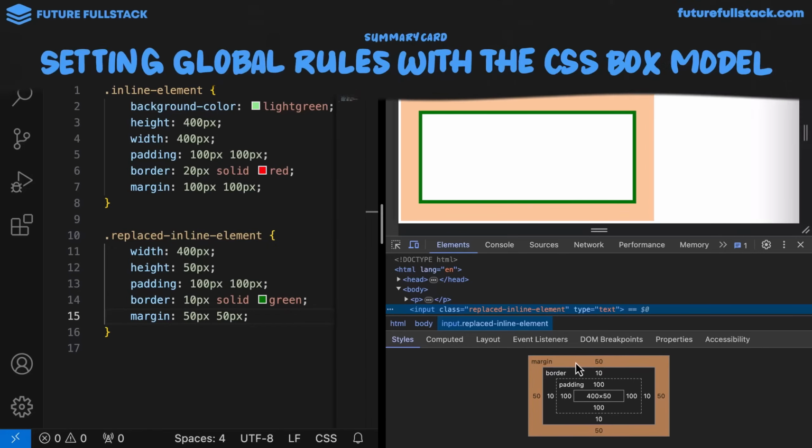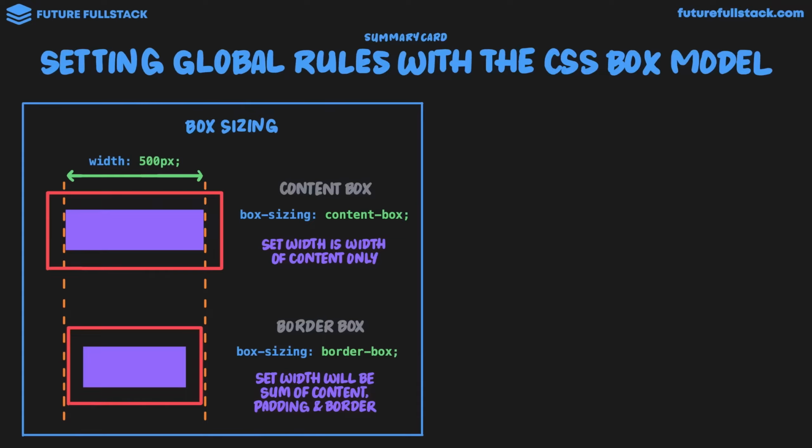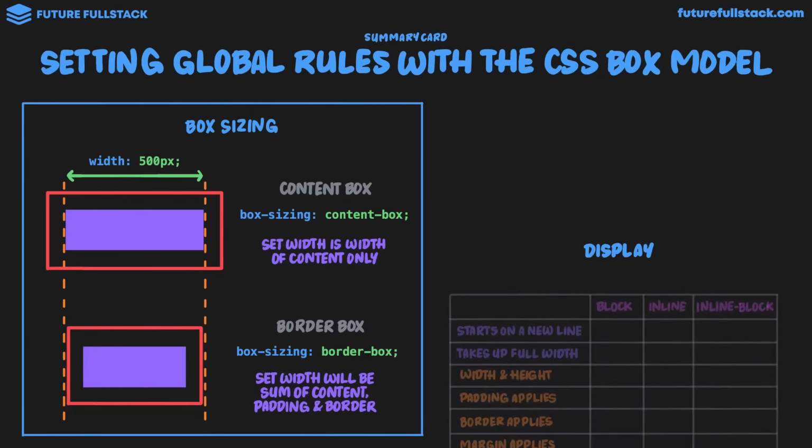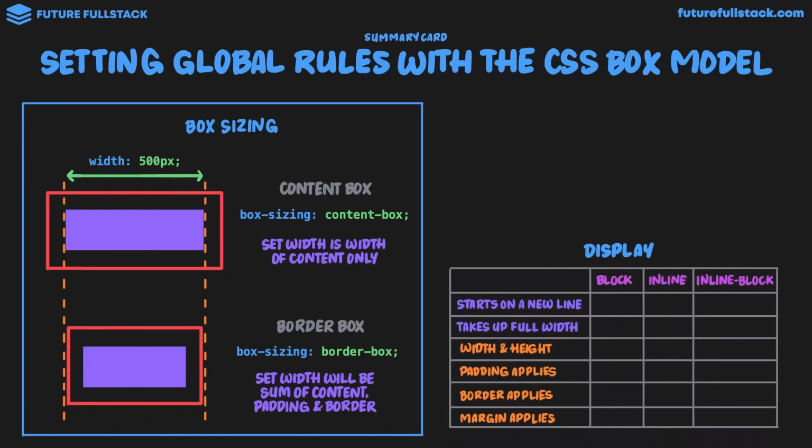So let's finish off this chapter by adding to our summary card, setting global rules with the CSS box model. In this chapter, we looked at the display property. To summarize what we've learned, I've made this table where I have the different values as columns, block, inline, and inline block. And in the rows, in purple, I have behavior, and in orange, I have box model properties. So let's start with block elements. For block elements, they start on a new line. They take up the full width of the page. Width and height can apply. Padding applies as we'd expect. Border applies as we expect. And margin applies as we expect.